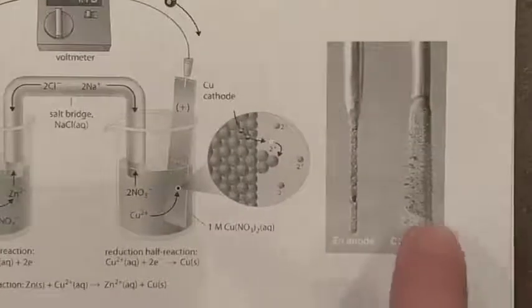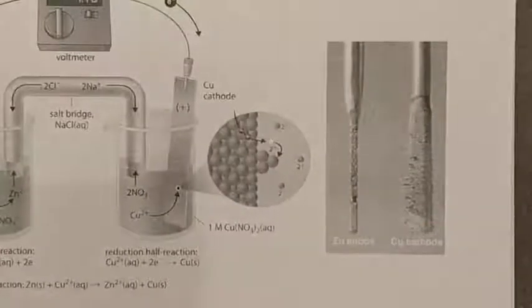Take a look at the picture and look at what happened to your copper as it ran over time. You made more copper at the expense of zinc. One got lighter, one got heavier.